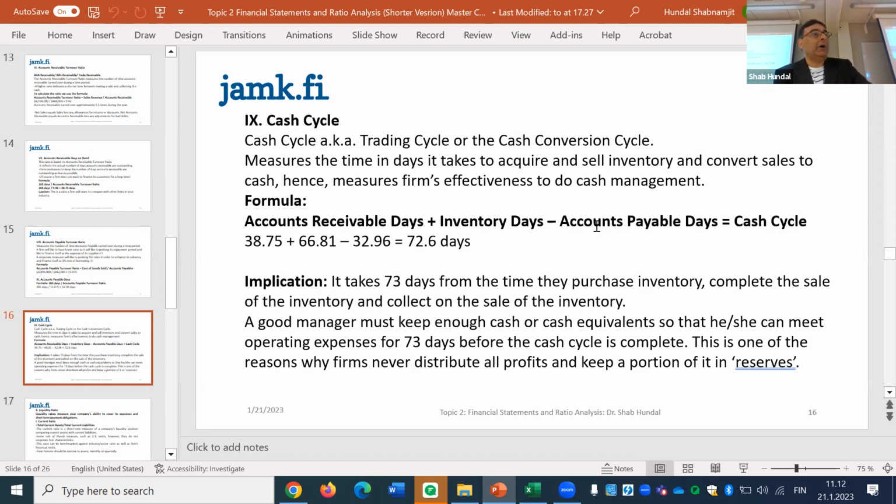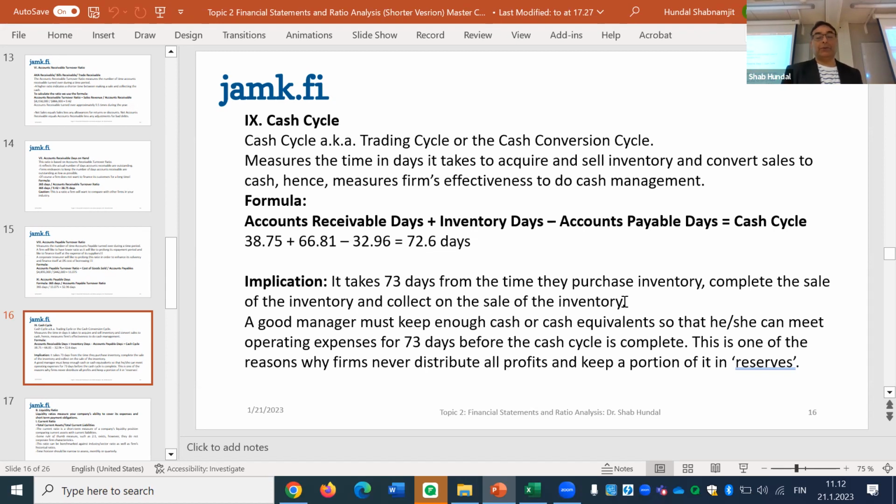It means now you have to run the show more smoothly, more cautiously. But fewer days means you can easily run the show without worrying too much about your current bank account, because things are going well, no problem. And this is why you want to have fewer accounts receivable days, fewer inventory days, but more accounts payable days.